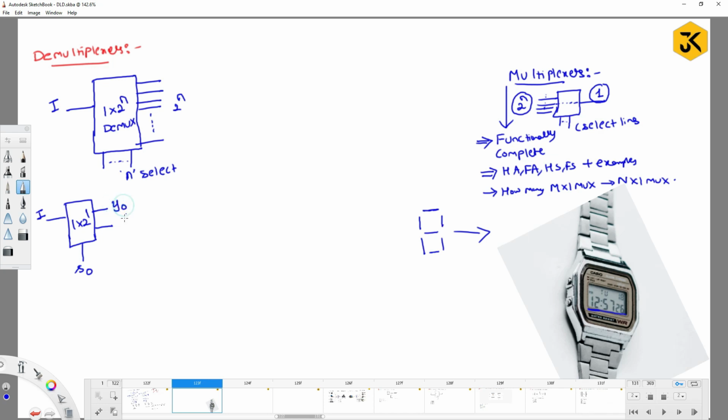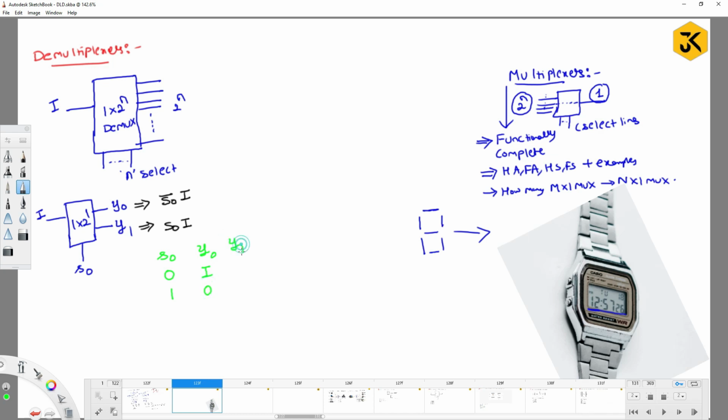Let me call the outputs y0 and y1. If you would like to get the value of y0, on what basis do you get it? Based on the controller, you can write y0 as s0 bar I, and for y1 you can write it as s0 I. So how do we get this? If s0 is the select line, the possible values of the select line are 0 and 1. So to get y0, here my value will be I, and here my value will be 0.